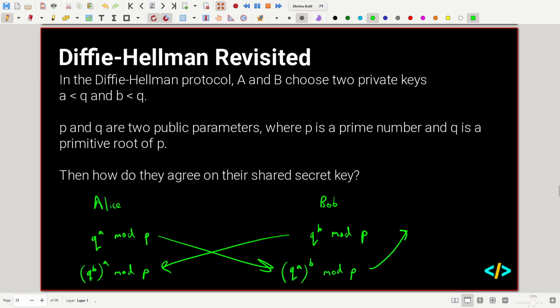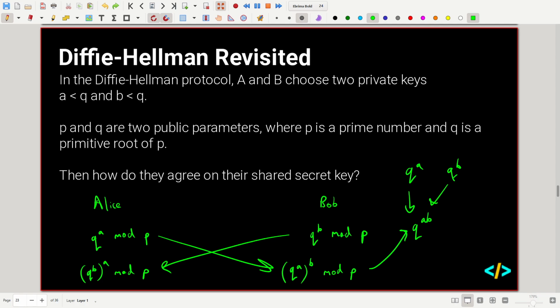And so their shared private key is Q to the AB. Now, given Q to the A and Q to the B, the idea of Diffie-Hellman is it's hard to get from these two values to this value in polynomial time. That's the assumption of Diffie-Hellman being strong.